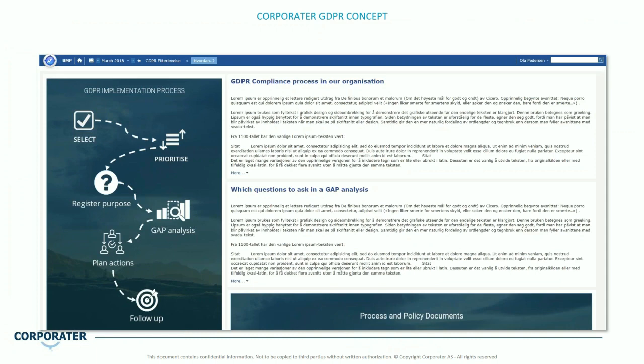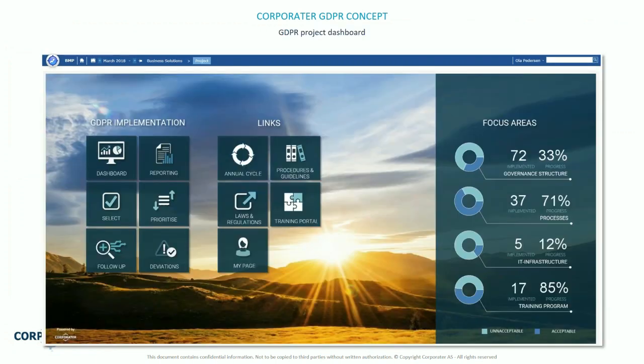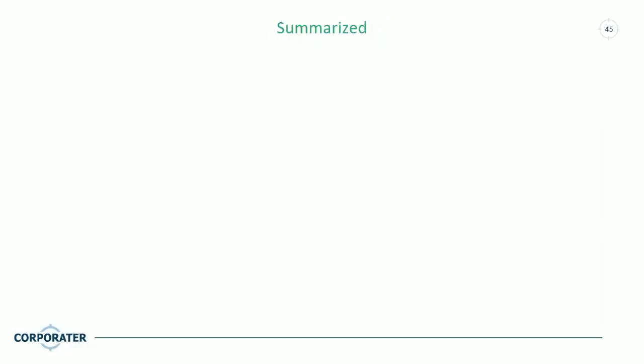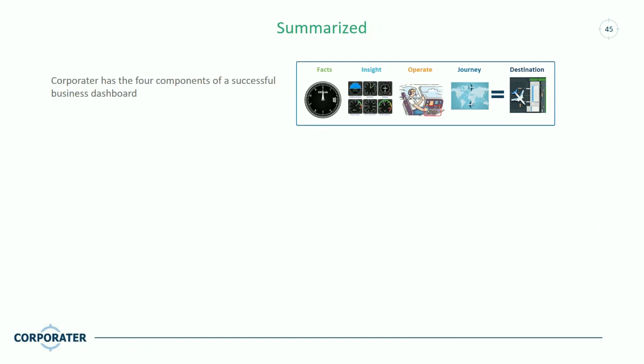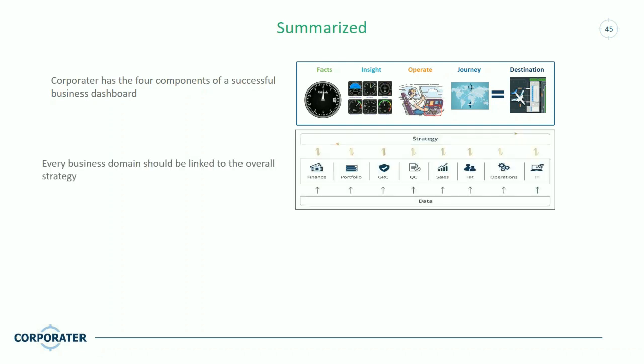We built GDPR dashboards where you can work, implement, manage, monitor, and follow up the whole GDPR process. So, summarized, Cooperator has the four components of successful business dashboards. We have the four generations: the facts, the insights, the operate, and the journey and the destination.